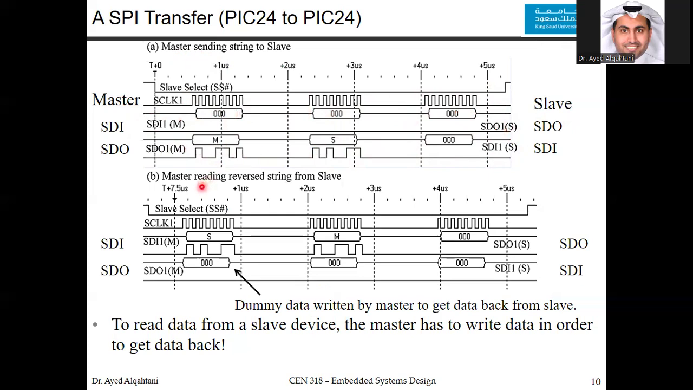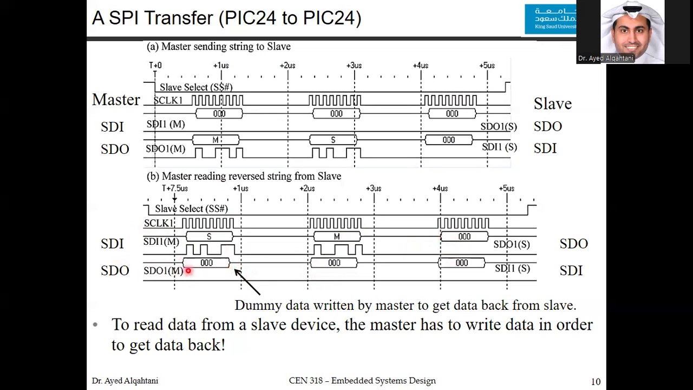Now, what about the other way around? Let's say that the master here is reading the reversed string from the slave. So the slave did some processing where it flipped the message. It replaced the M by the S and the S by the M. So here, the master must send zeros on the SDO. It sends zeros followed by zeros followed by zeros. And every time, the SDO of the slave is pushing the new string after reversal. So the master will receive the S first, followed by the M, followed by the end of value.